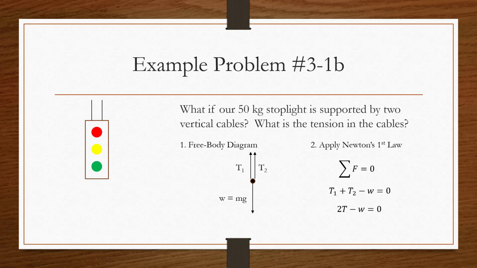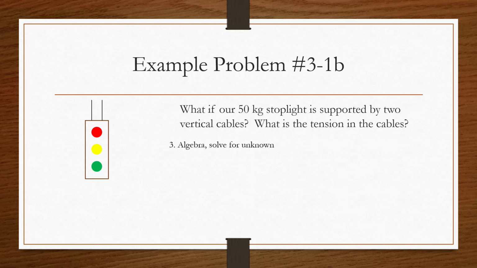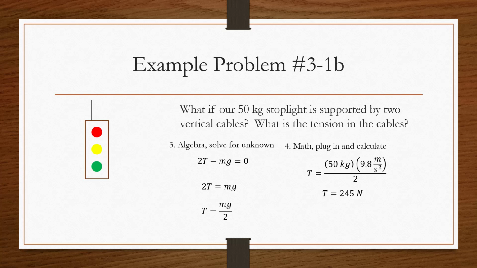I will caution you in that just because an object is being supported by two cables does not always mean that the tension in those two cables are the same. This is kind of a special case related to two vertical cables that each one is supporting half the weight. And so I could say 2T, whatever the tension in each cable is, minus mg equals 0. So from here I can do my algebra. Add mg to both sides, divide both sides by 2, so the tension in each cable is mg divided by 2. And I can do my math, plug it in and calculate.